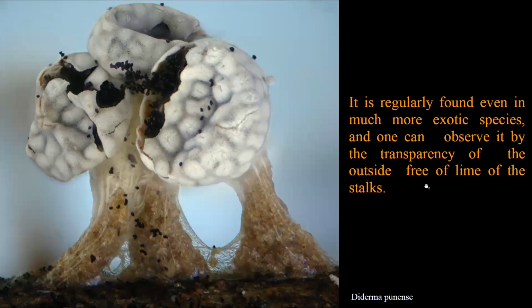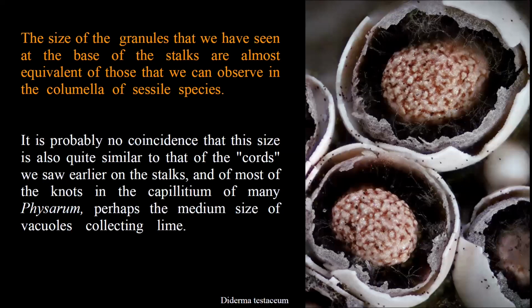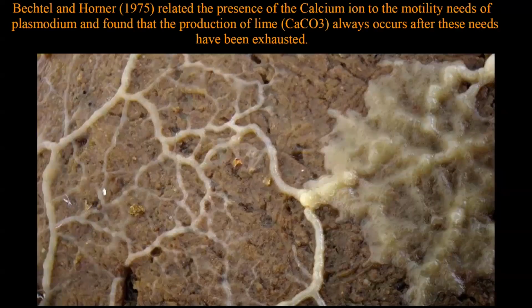This is Diderma puiggarii. The size of the granules that we have seen at the base of the stalk is almost equivalent to those that we can observe in the columella of sessile species, as in Diderma testaceum. It's probably no coincidence that the size is also quite similar to that of the cords we saw earlier on the stalk, and of almost the knots of the capillitium of many Physarum, perhaps the medium size of vacuoles collecting lime.